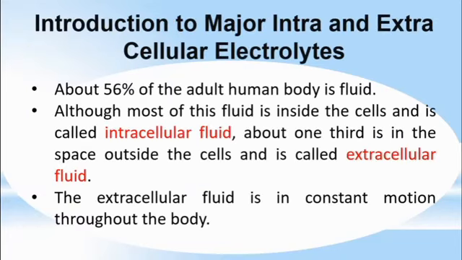So let's start with the introduction part. About 56% of adult human body is made up of fluid. Although most of this fluid is inside the cells and is called intracellular fluid, about 1/3 is in the space outside the cell, and that is called extracellular fluid. So there are two types of fluids depending on where it is present. If it is present inside the cell, it is intracellular. If it is present outside the cell, it is extracellular fluid.